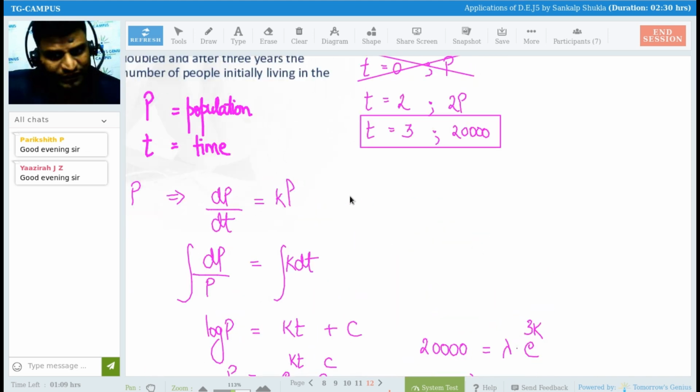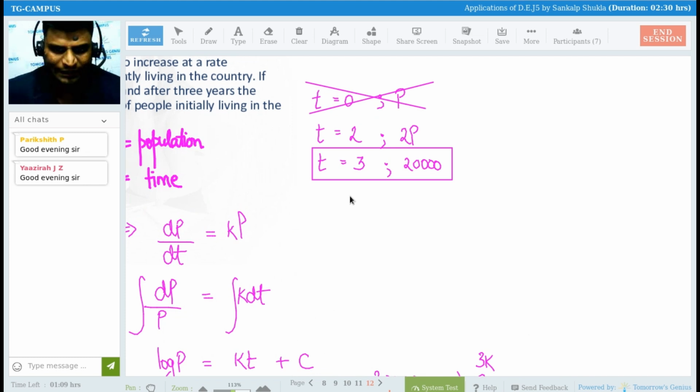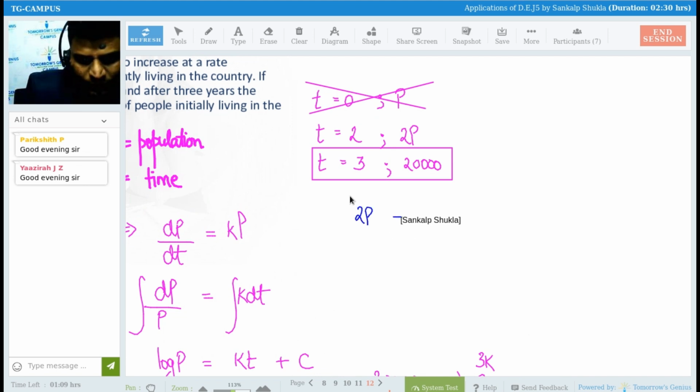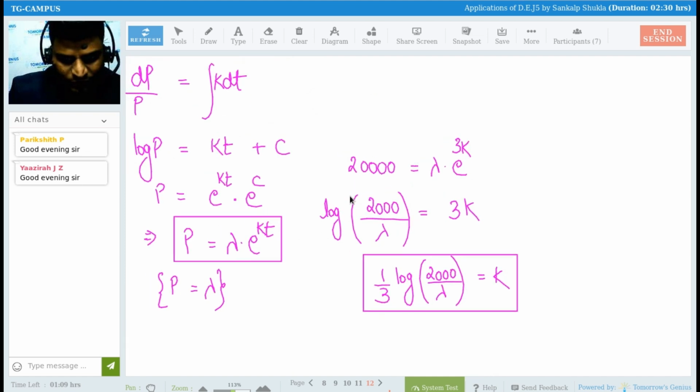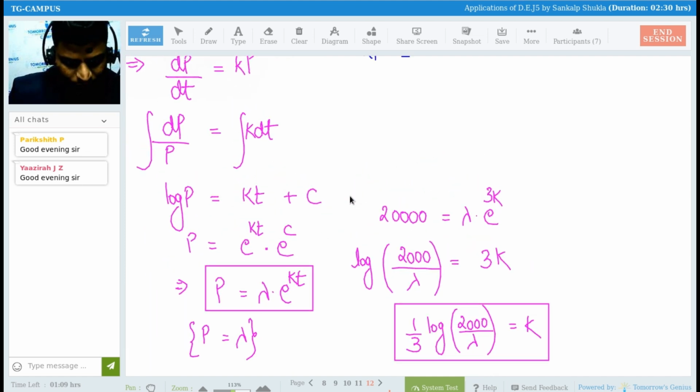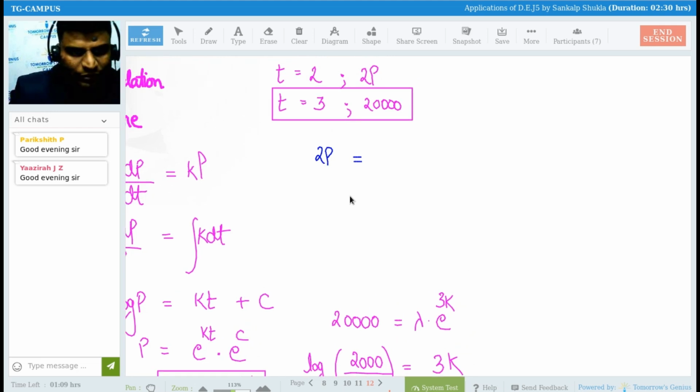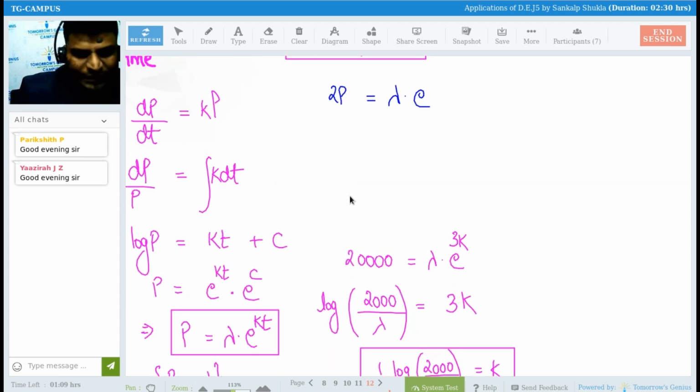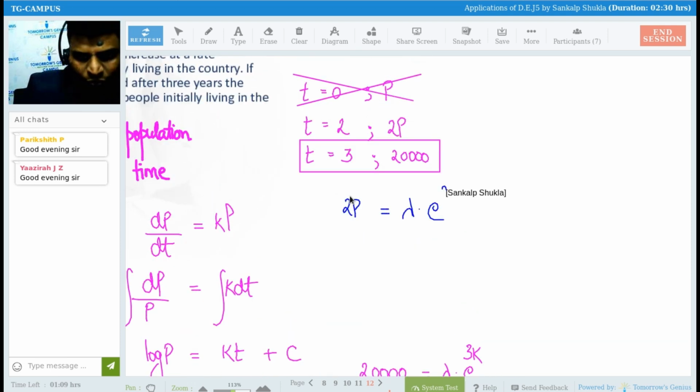So you have to solve two equations and then reduce the variables. Like I'll be writing the same example in this case. When t is 2, the population is 2p. So I will write 2p is equals to lambda into e raised to the power kt. If we use t is equals to 2 and p is equals to 2p, so 2p will be equal to lambda into e raised to the power 2 into k.